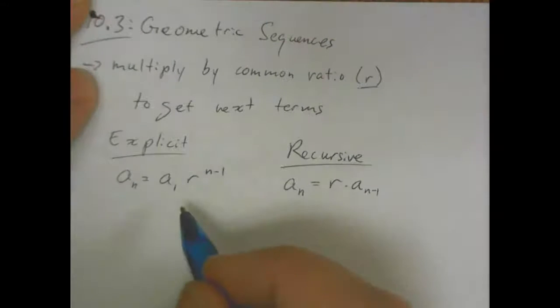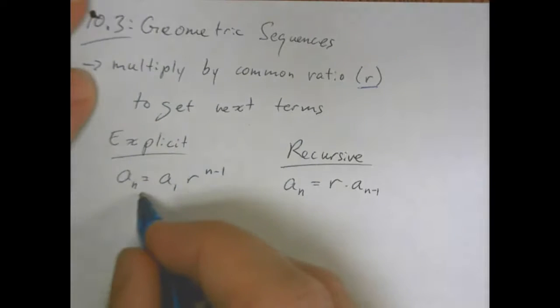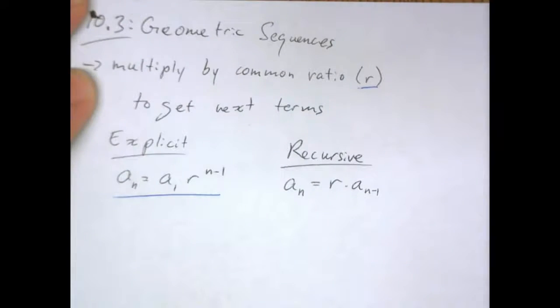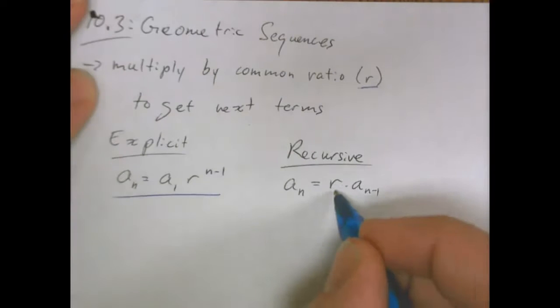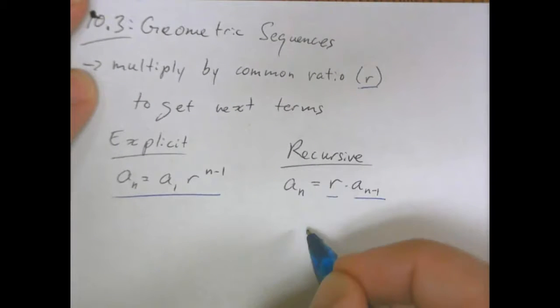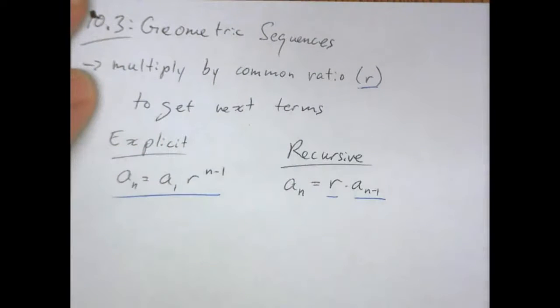In order to write an explicit formula for this, you would have a sub n is equal to a sub 1 times r to the n minus 1. And for a recursive formula, since you are multiplying your previous term by the rate, that would be your recursive formula. So let's go ahead and look at a few examples and see what I'm actually talking about when I talk about geometric sequences.